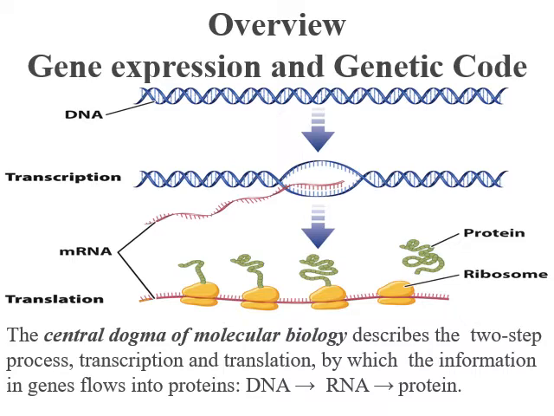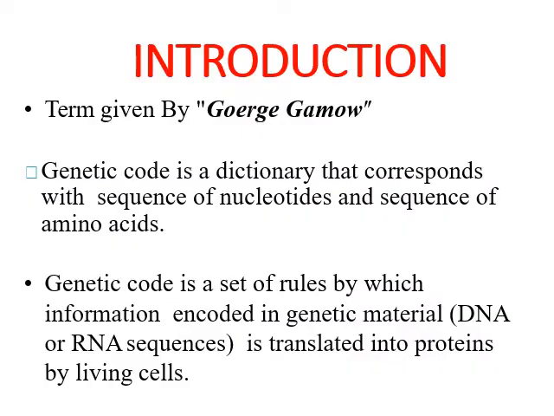Cells decode messenger RNA by reading its nucleotides in groups of three called codons. This process is called the central dogma of molecular biology, described as a two-step process: transcription and translation. The term codon was given by George Gamow, a Soviet-American theoretical physicist.